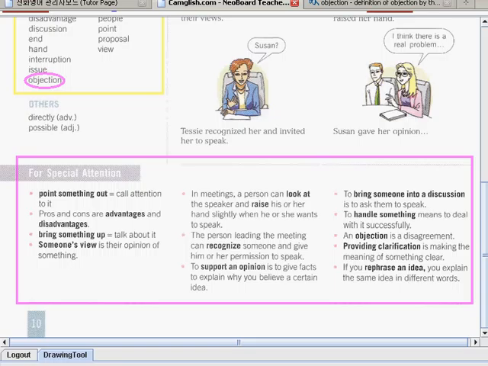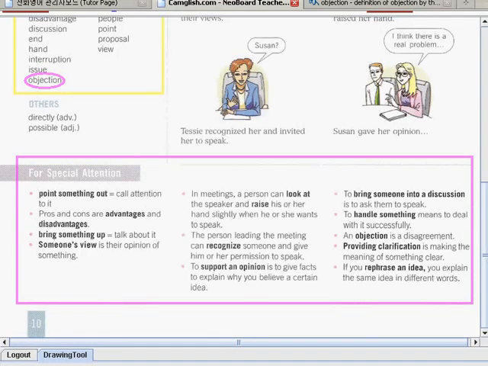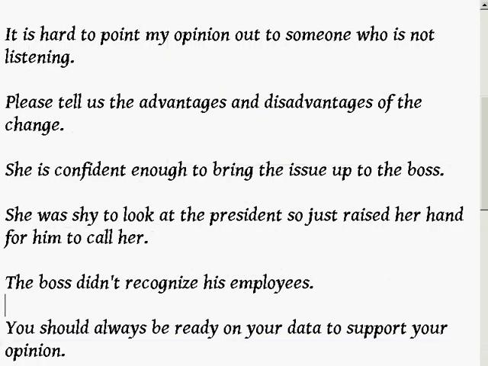The first one, point something out. It means call attention to it. For example, it is hard to point my opinion out to someone who's not listening. Pros and cons are advantages and disadvantages. Please tell us the advantages and disadvantages of the change.